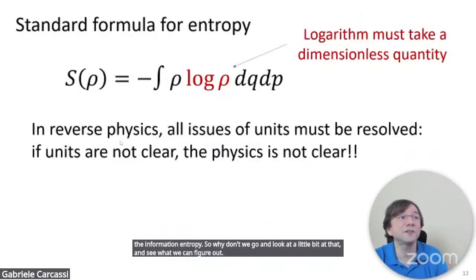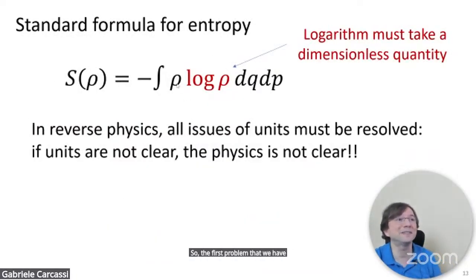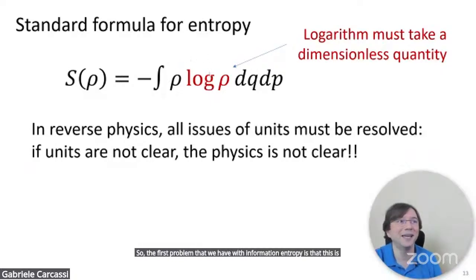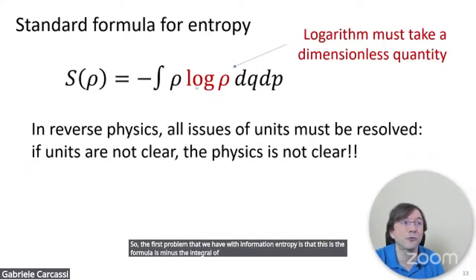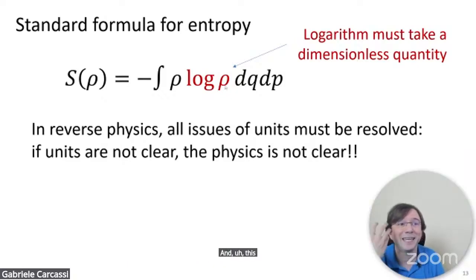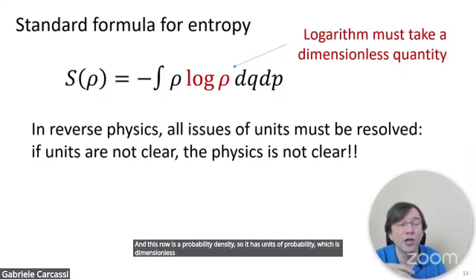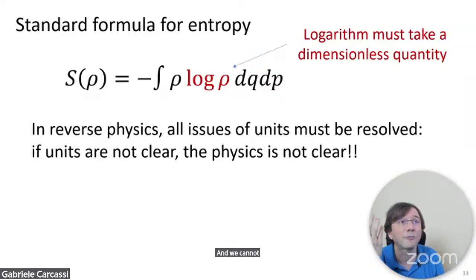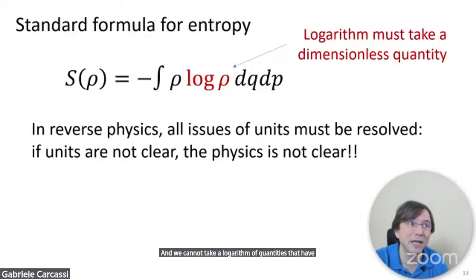So the first problem that we have with information entropy is that the formula is minus the integral of rho log rho. And this rho is a probability density. So it has units of probability, which is dimensionless, over units of phase space. And we cannot take a logarithm of quantities that have units. That doesn't make any sense.